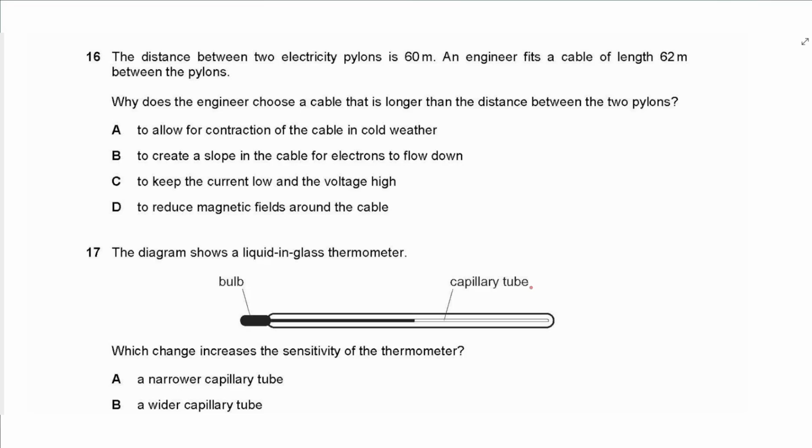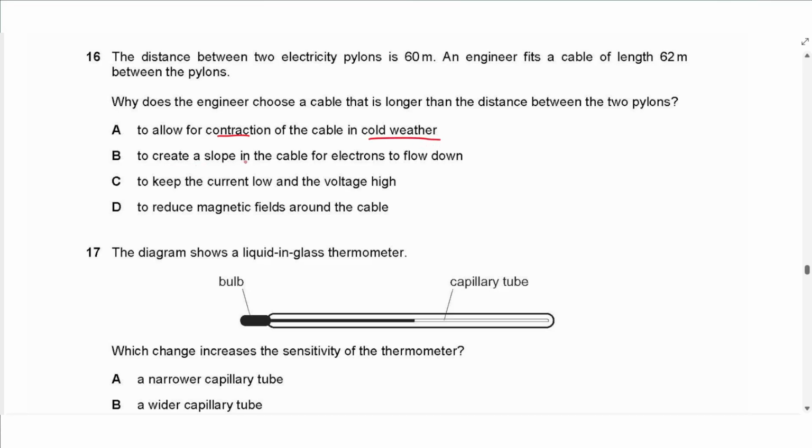Question 16 says the distance between two electricity pylons is 60 meters. An engineer fits a cable of length 62 meters between the pylons, which is longer than required. Why does the engineer choose a cable that is longer than the distance between the two pylons? To allow for contraction, yes, in cold weather, yes.